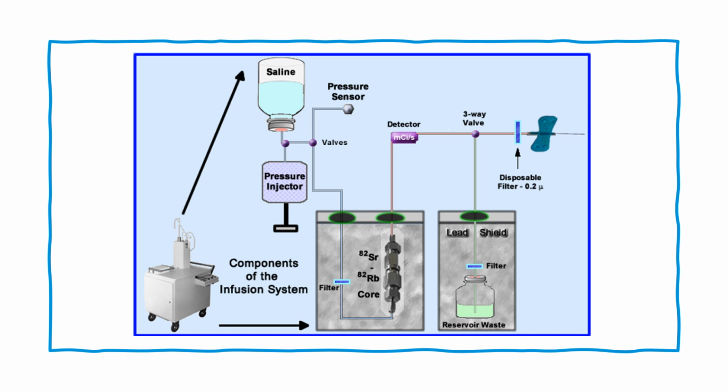But basically the saline goes in, it washes over that column that has rubidium and strontium in it, and then it gets measured within the instrument, and there's a little three-way valve. When you're doing QC or whatever, that waste will go into a shielded container that has to be decayed and then thrown away, and then the patient dose will actually go straight to the patient.